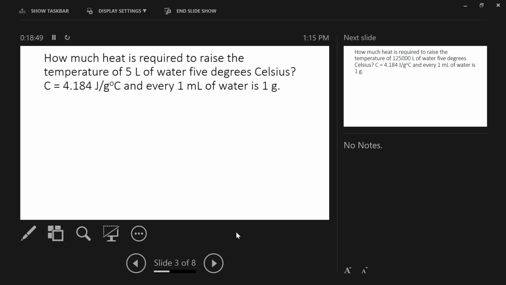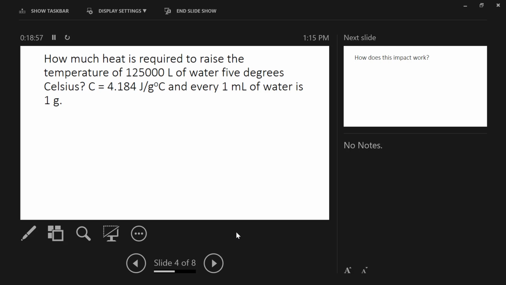Any questions? We're going to do this again. Very next problem deals with water again. So how much heat is required to raise the temperature of 125,000 liters of water 5 degrees Celsius?